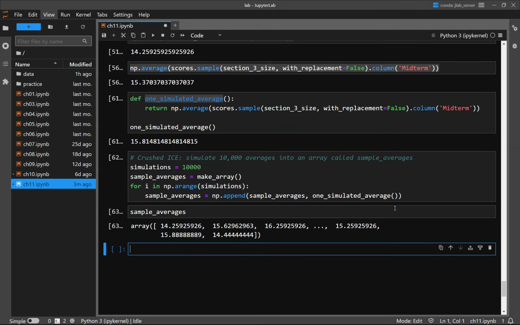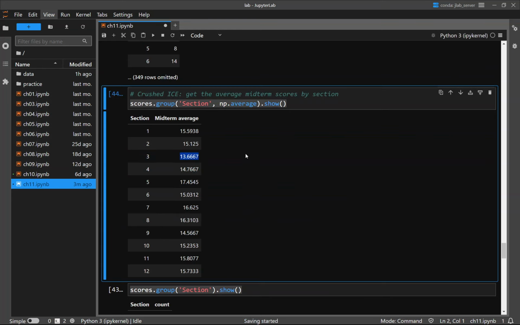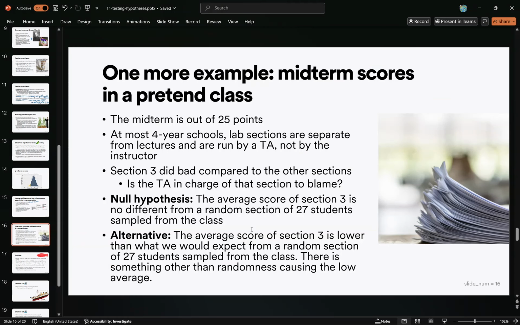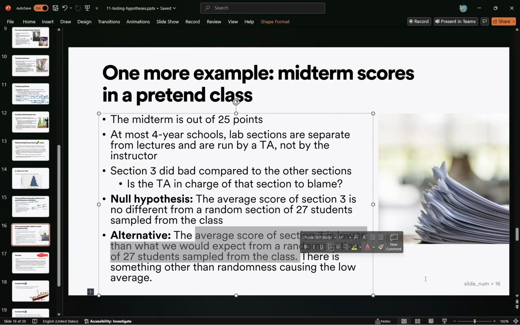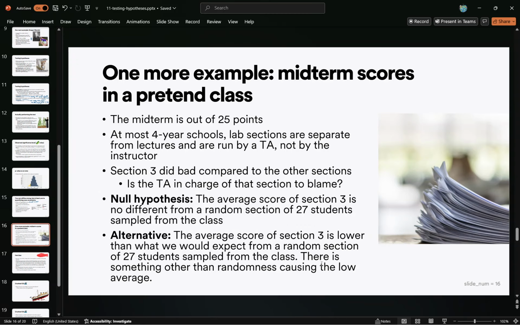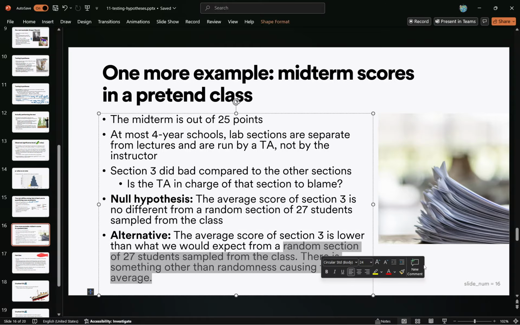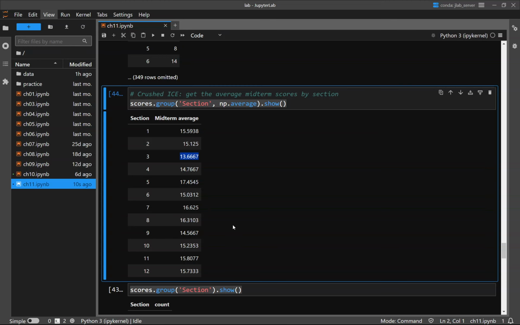Pretty quick. Sometimes we got some small values, sometimes some big values, but I never see 13 in this example right here at least. But it could have been. So let's see how often it was so small, right? Because that's our claim. Maybe it was just due to chance that the TA was given a bunch of bad students. That's what our null hypothesis is saying. Our alternative hypothesis is that the average score was lower than we would expect from a random sample of students. Something other than randomness is causing that low average. Maybe the TA was not teaching very well. Okay, so that is what we want to check.